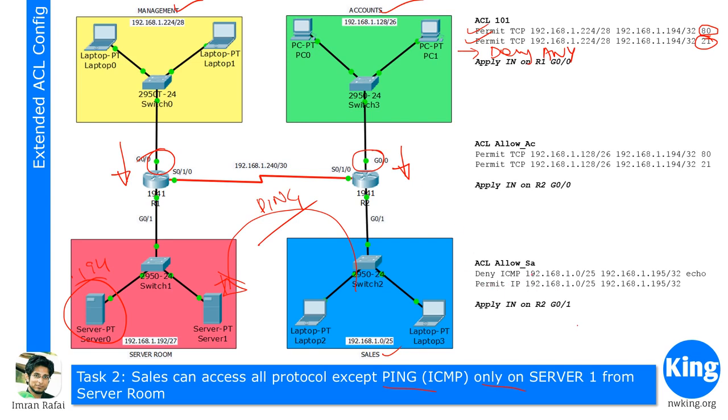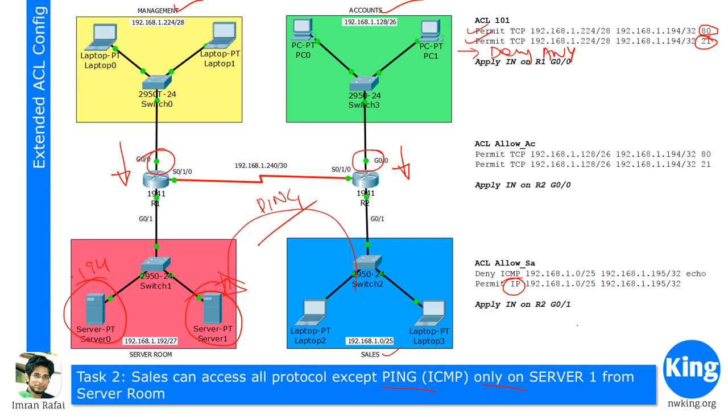So we're saying deny ICMP traffic coming from 192.168.1.0/25, which is the entire sales network, going to 192.168.195/32, that is server 1, just the server. Echo. When you say ICMP, there are many messages. There is echo, which is the first message going from here to there. Then there's an echo reply, which comes from there to here. So any traffic going from here to there, that is nothing but echo, you please deny that. And then it says permit all IP traffic.